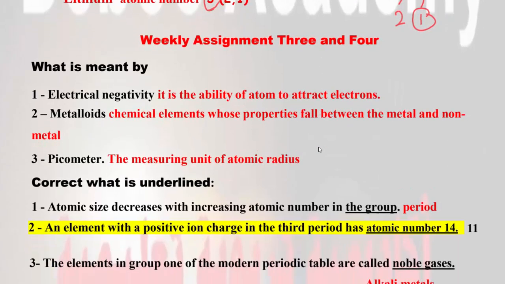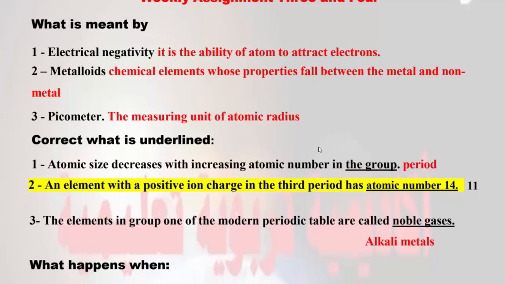Moving to weekly assessment 3 and 4. What is meant by electronegativity? It's the ability of the atom to attract electrons. If we have a molecule between two atoms, X and Y, they share two electrons, one from X and one from Y. One of them has the ability to attract these electrons, like X, so it's partially negative, and the other, from which the electron is taken away, is partially positive.